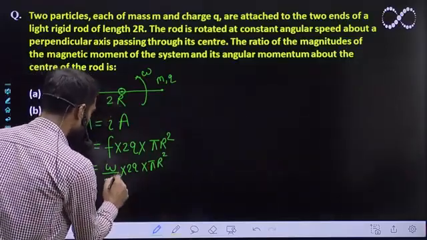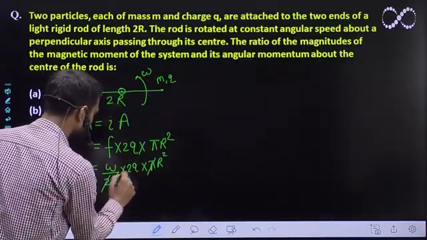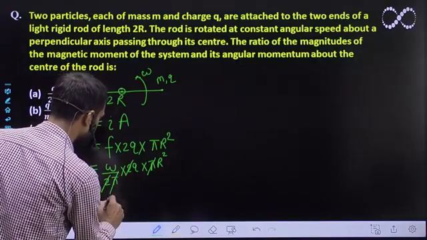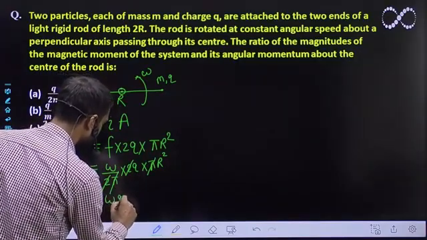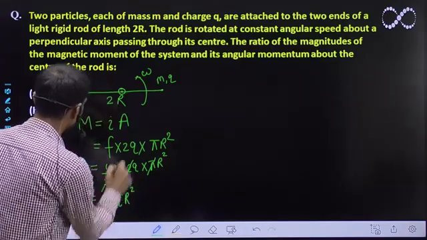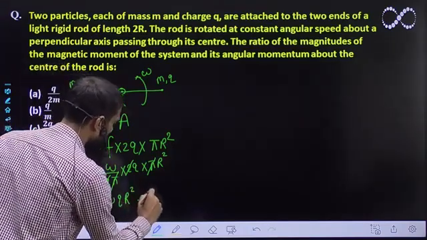So you can easily see this pi will get cancelled out, this 2 will get cancelled out, and now you are getting omega q r square. So this is the magnetic moment. Let us call this equation 1.